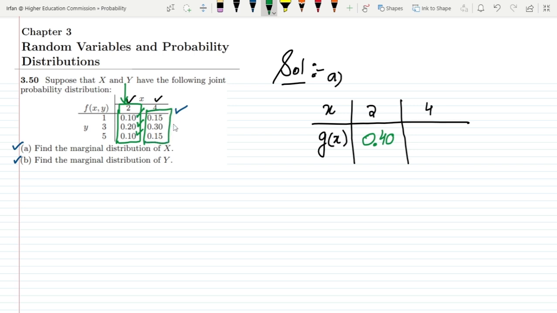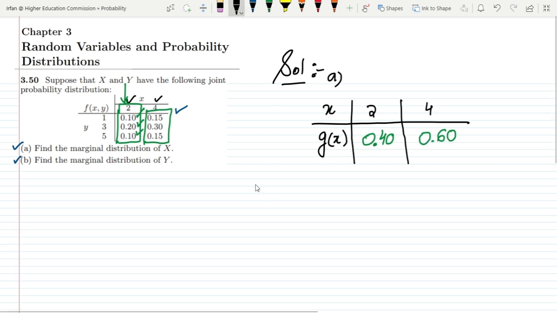Similarly for 4, this is the column which corresponds with x equal to 4. Let me add them. So 0.15 plus 0.30 plus 0.15, so this is 0.60. This is the marginal distribution of x.